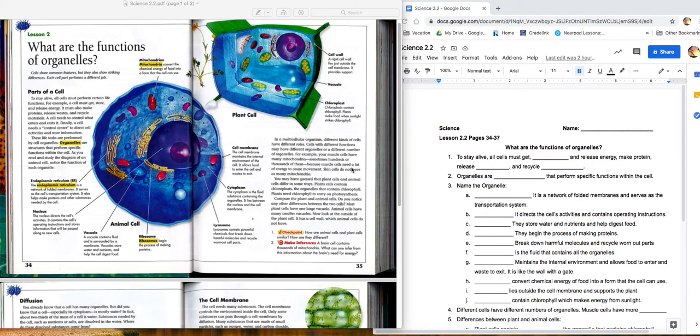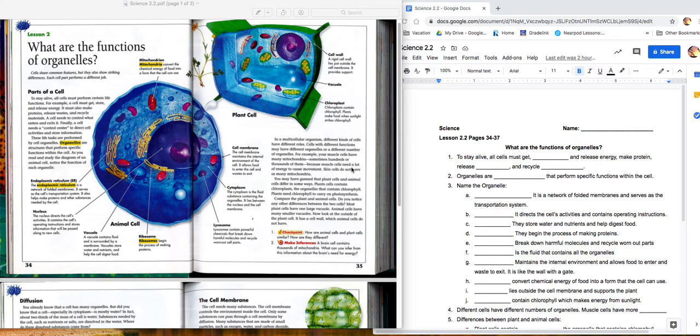Happy Wednesday, 6th grade. Welcome to Science Lesson 2. Yesterday we took on Lesson 1, which was what is a cell? A cell is the basic unit of life that can still carry out its life activities. We sometimes say it's the smallest unit that can carry out life's activities.